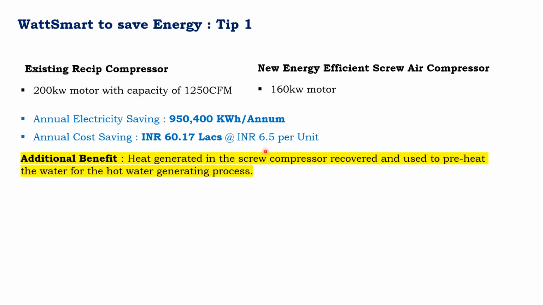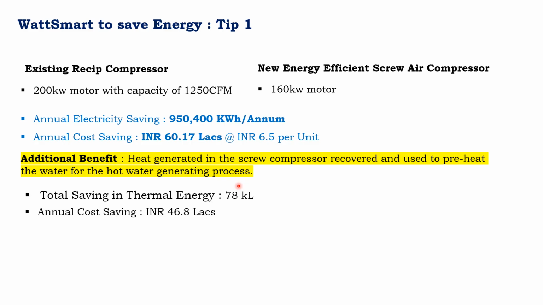The additional benefit I was talking about: there was a process wherein energy was being used to preheat the water for the hot water generator application. That application has been completely eliminated with the use of the thermal energy available from the air compressor. How this thermal energy needs to be recovered, and all of these dimensions, I will cover in a separate video and share it with all of you, so you can evaluate where you can use this thermal energy, available as waste heat, and reduce your thermal energy consumption in your factories or any applications.